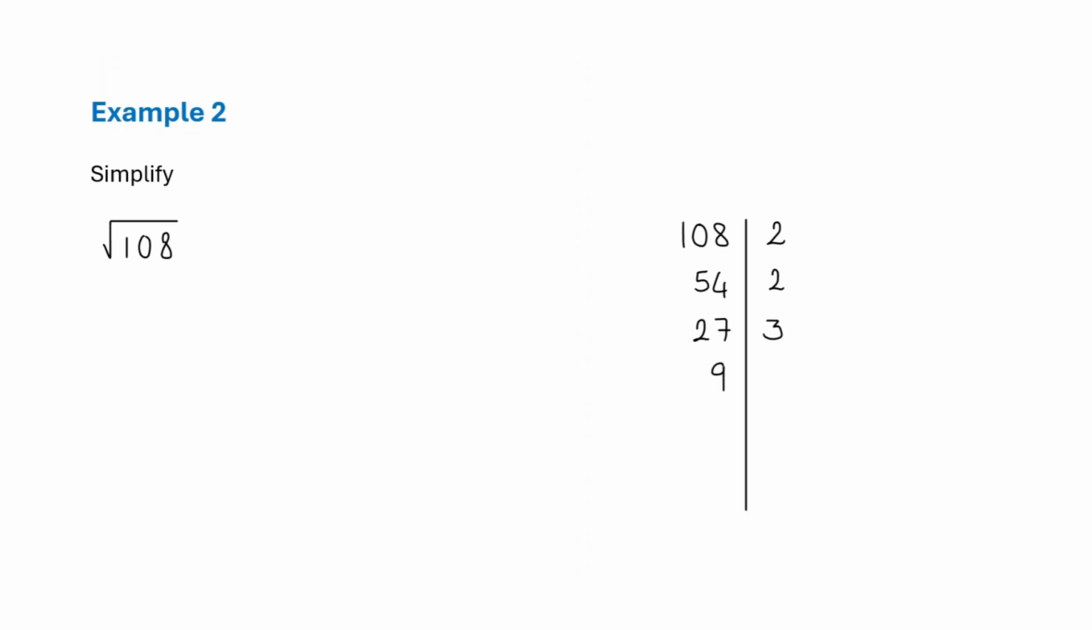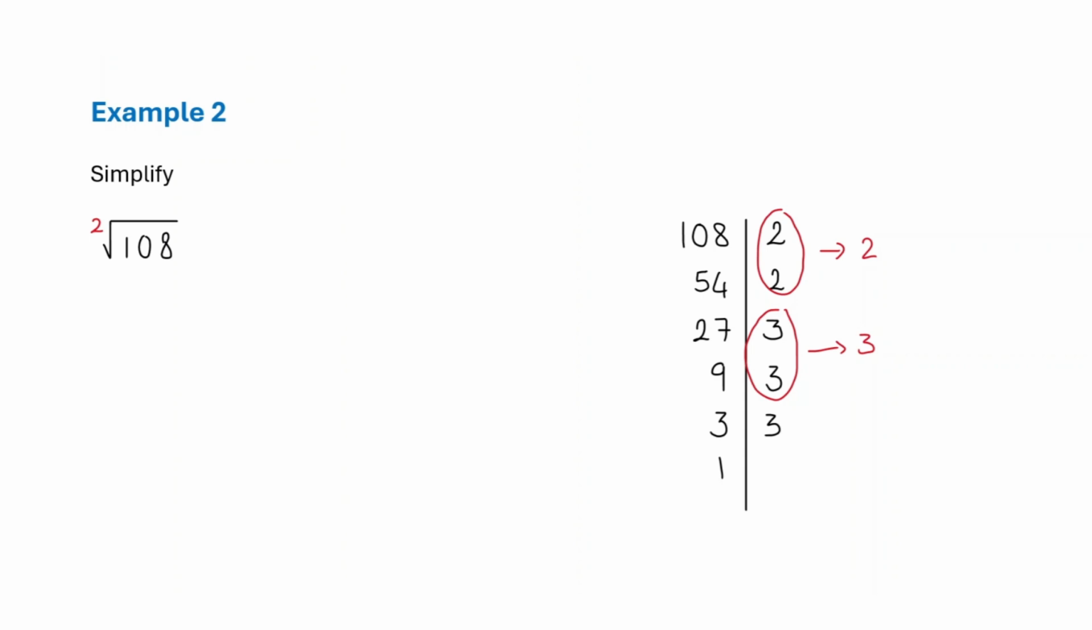27 divided by 3 is 9. 9 divided by 3 is 3, and 3 divided by 3 is 1. Since the index is 2, we're looking for groups of 2 of the same factor. We have one complete group of 2's and one complete group of 3's. Each complete group gives us one factor outside the radical. There is one 3 left over, so it stays inside the radical.